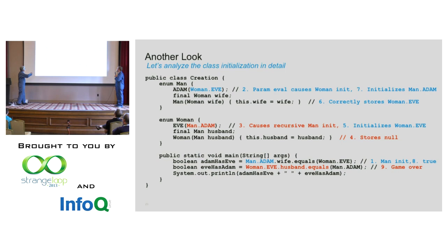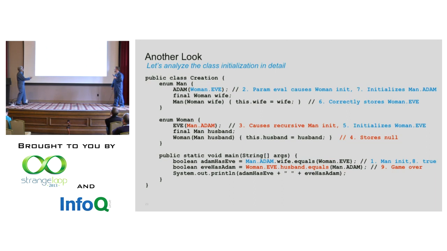The first thing it does is evaluate the right-hand side of this assignment. It begins with man.atom, so we're looking at the atom field of man. That means we have to initialize the man class. And so we start at the top of the man class, right? And we go up to here.